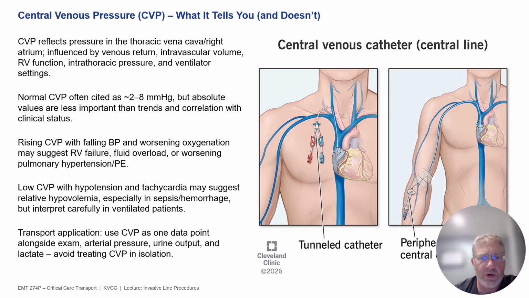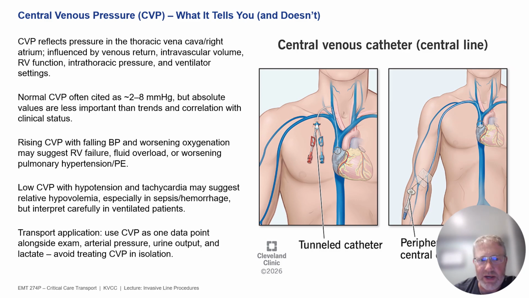Moving on to CVP. CVP, or central venous pressure, is a very commonly misunderstood parameter, and I want to be clear on how to use it in transport. CVP reflects the pressure in the thoracic vena cava and the right atrium, essentially right ventricular preload. The normal range is roughly 2 to 8 millimeters of mercury, but that number by itself doesn't really mean anything. What matters is the trend and the context.